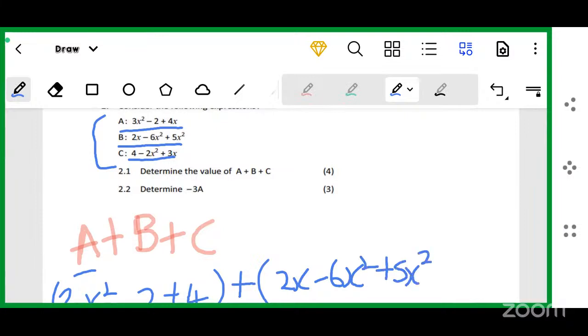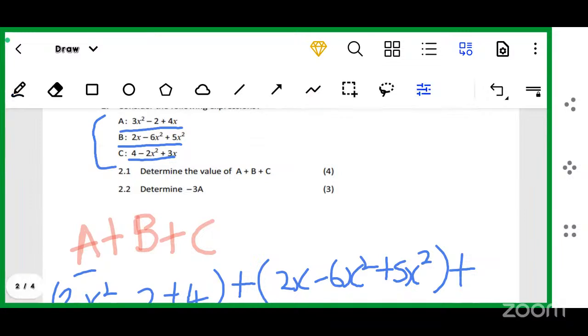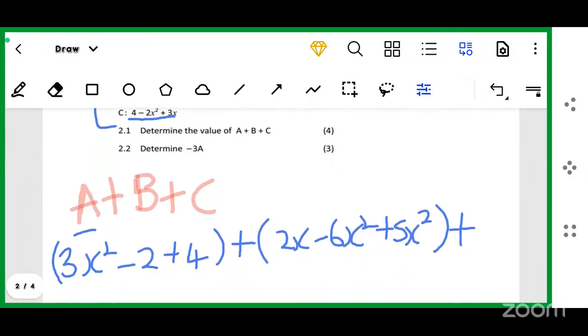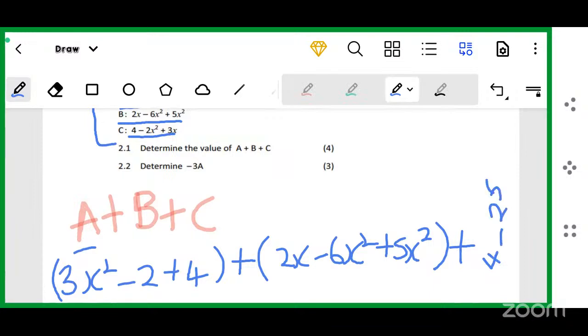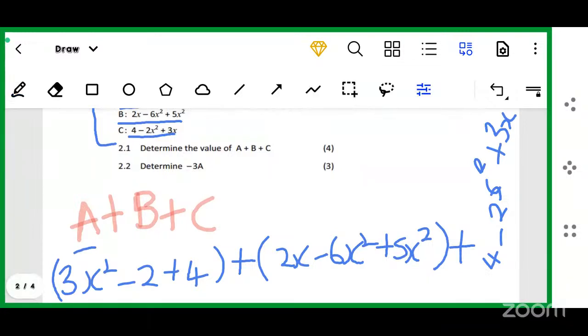Perfect. And we also introduce a bracket. The last one is plus c, which is going to be 4 minus 2x to the power of 2 plus 3x. Perfect. I think I won't have enough space here, so let me just write it like this. We're going to have 4 minus 2x squared, plus 3x. So what do we do with the brackets?